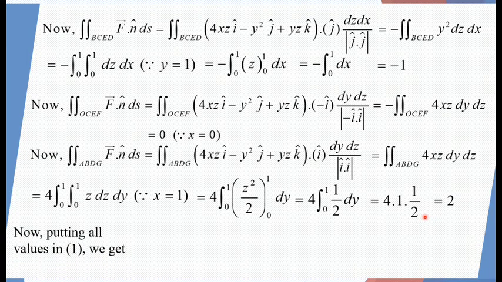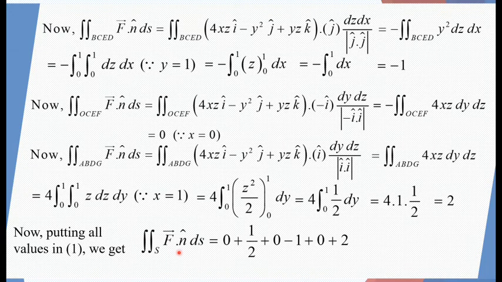So now putting all the 6 values in equation number 1, we get the double integral of vector f dot n cap dS equal to 0 plus 1 by 2 plus 0 minus 1 plus 0 plus 2. So on simplifying, this is 3 by 2, which is the required solution of the given problem, because this we have to prove. Hope you understand this entire lecture. We will meet in the next lecture with a new topic of volume integral. Thank you.